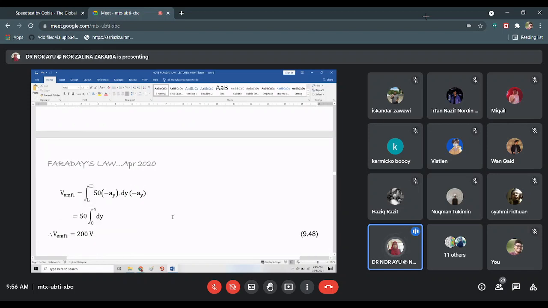Okay, and then the third rules for this motional EMF, you have these limits. Kalau the cross product and the DL's direction is negative AY, so for the Lenz's law, dia must oppose that direction, so dia mesti jadi positive. So that's why they start daripada 0 until 4. Okay, and you will get the final answer is 200 volt. Boleh? Understand?